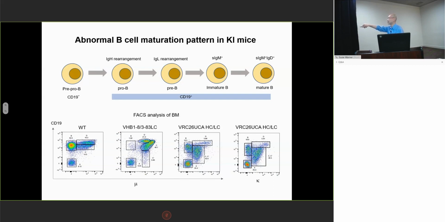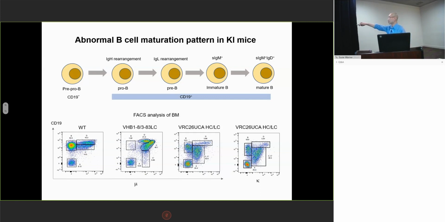If you look at knock-in mice, their bone marrow B cell profile is completely different. Even with the knock-in of the mouse antibody that I showed earlier, which has apparently normal B cells in the periphery, their bone marrow profile is very different from a regular wild-type mouse. You have pre-pro B cells, then you can see hardly any pro and pre-B cells. They sort of jump from here to immature and mature B cells, presumably because you already gave them a pre-rearranged heavy and light chain. They don't go through the pro and pre-B cell stage.